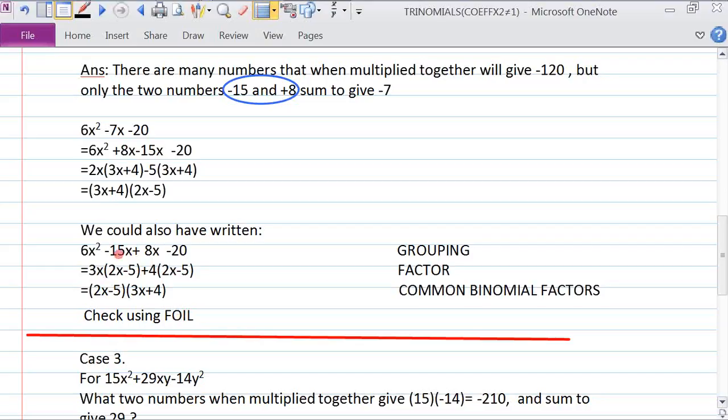So what I do from these two terms is I factor out 3x. I'm left with 2x minus 5. From these two terms, I factor out 4. I'm left with 2x minus 5. 2x minus 5, 2x minus 5 is the common term. I factor it out. 3x goes here, and the plus 4 goes there. And you can again check that using FOIL.